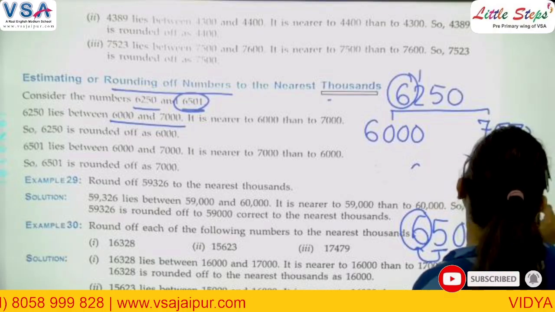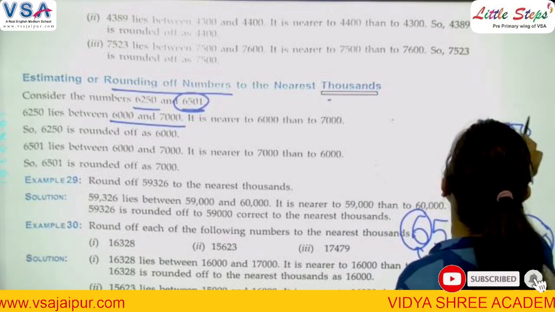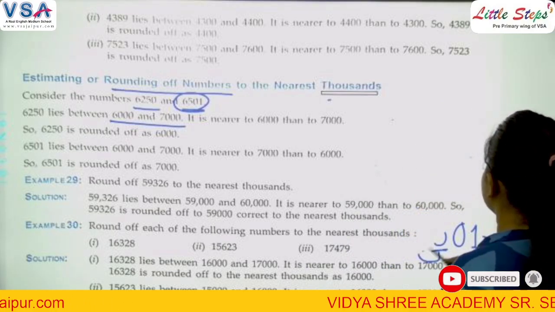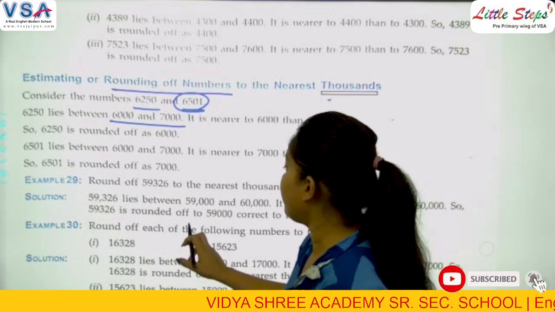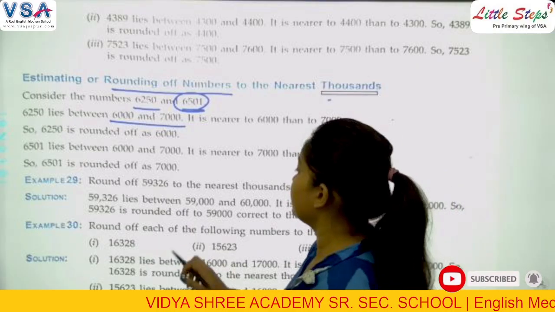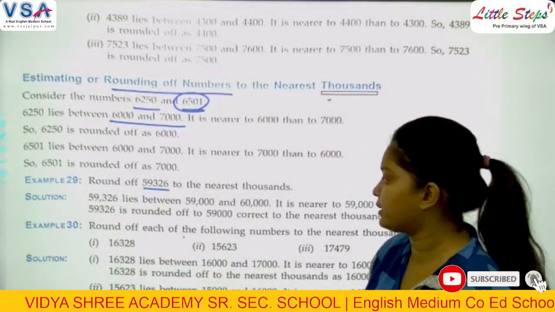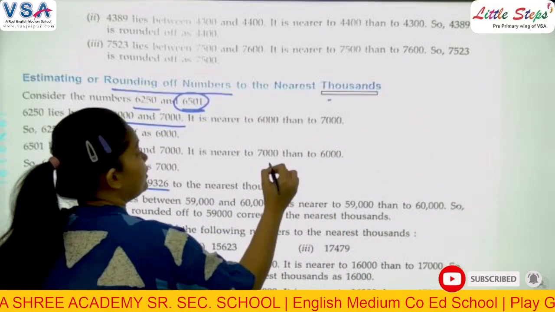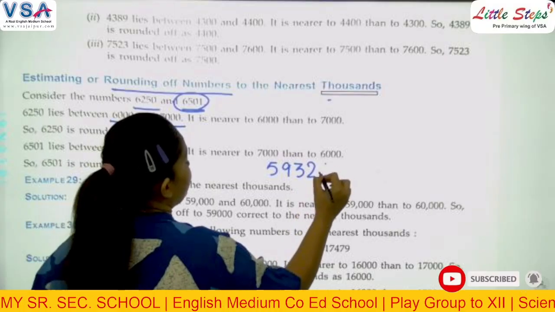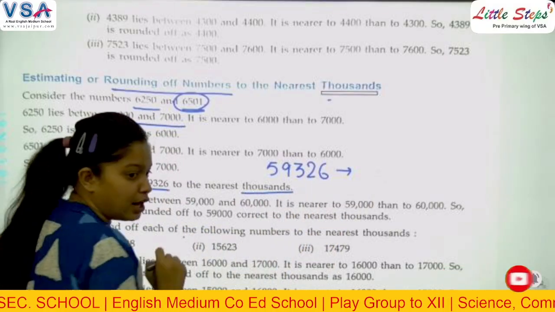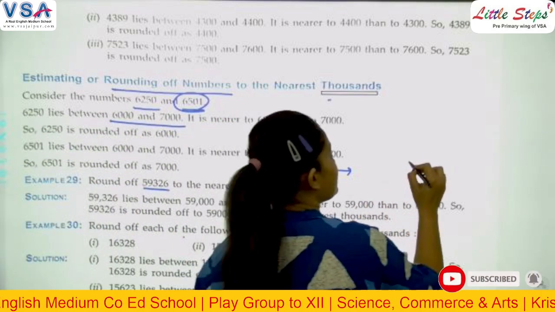Example number 29. Let's look at example number 29. What is the example saying? Read example number 29. So we have to round off 59,326. Clear? We have to round off this by 1,000. Tell me how many zeros? We have 3 zeros.